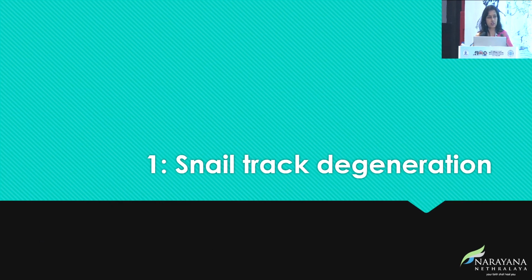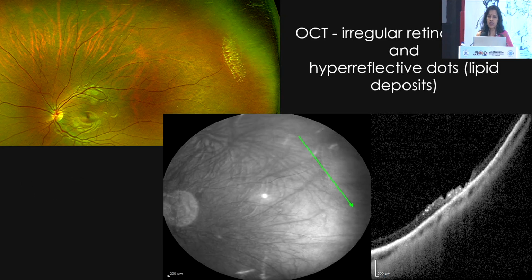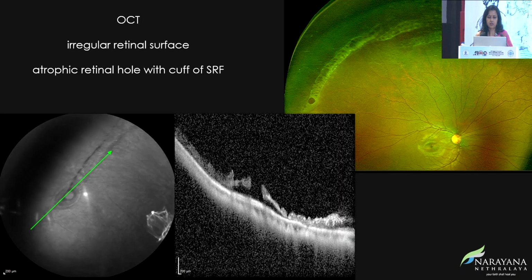Now, what are the common and important ones? Snail track degeneration. Why you need to know this is because they are very similar to lattice degeneration. You need to make sure that you differentiate between these two, and even these can be associated with retinal holes, which is why they're very important. Next, if you see the OCT through that, you see an irregular retinal surface and hyperreflective dots, which are basically lipid deposits. These are not really important for the diagnosis, but just to give you an idea of how they appear. So here is the OCT through that retinal hole. You can even see a cuff of SRF there, which means you definitely need to treat these lesions.